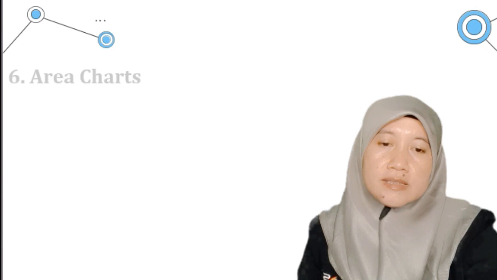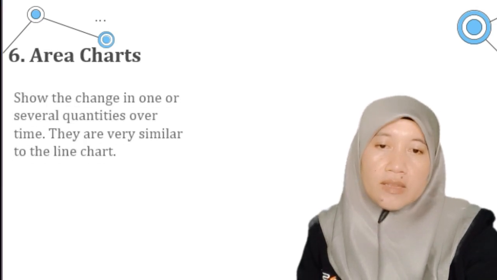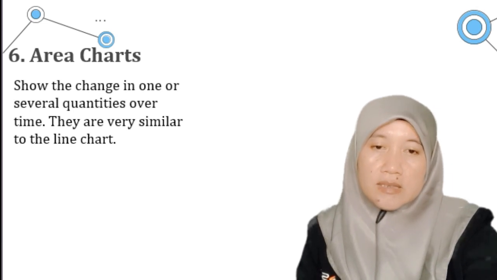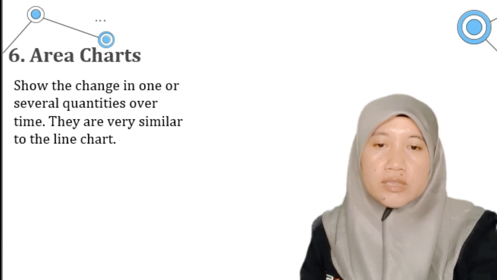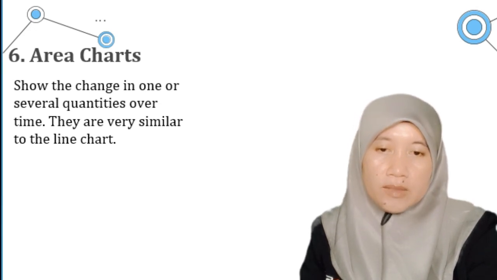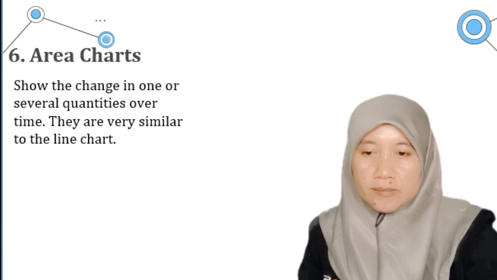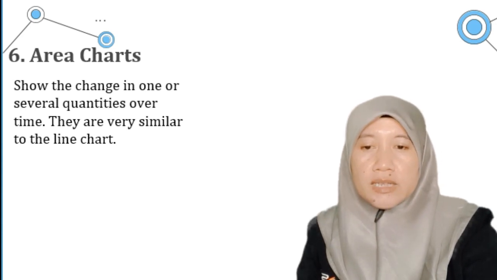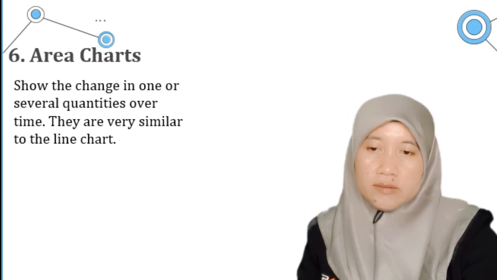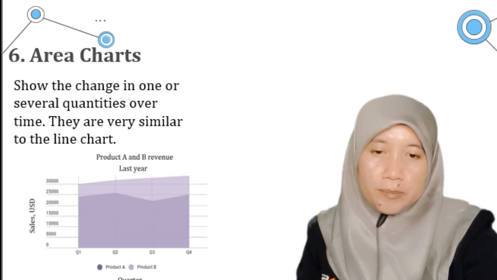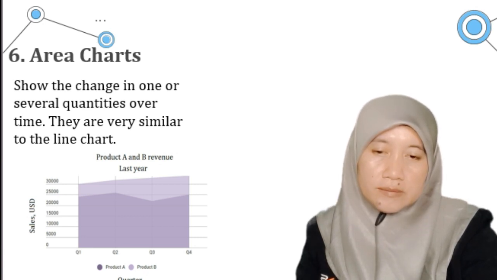Okay, next, the area chart. An area chart shows the change in one or several quantities over time. They are similar to a line chart. However, the area between the axis and the line is usually filled with color. Here is the example picture of an area chart.